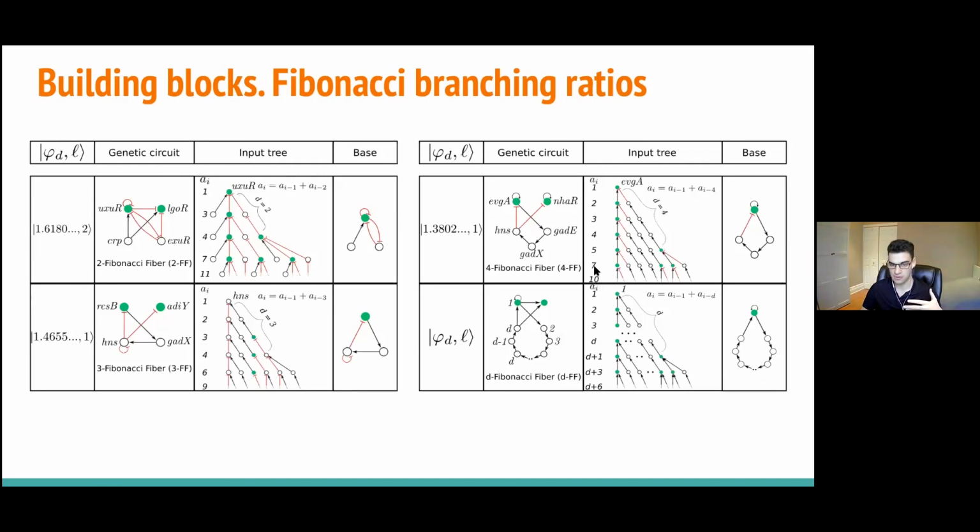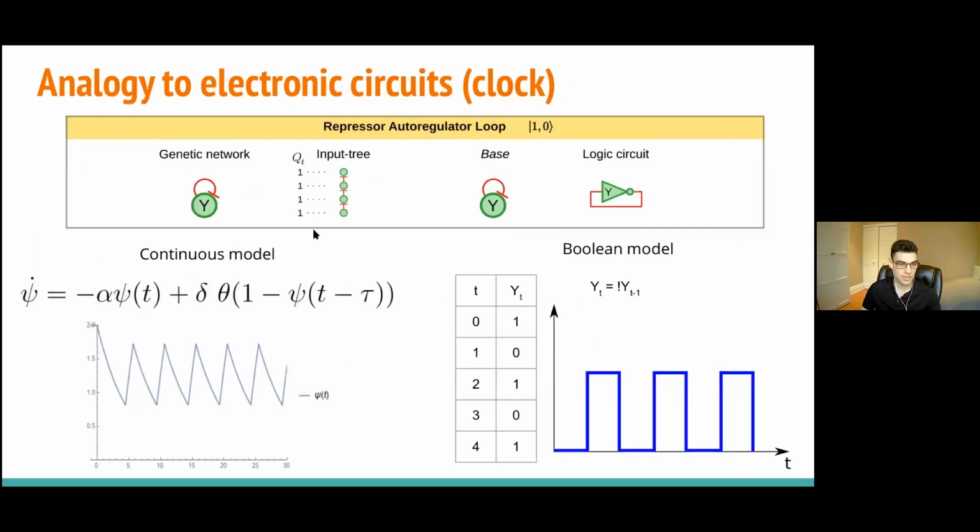If you write down the number of nodes on each layer, you will see that it follows a generalized Fibonacci sequence of the delay. So what you get is generalized Fibonacci sequences, and for the branching ratios, you get Fibonacci numbers. This is also true for a delay of length d, and this is another case here. Now I'm going to talk about function.